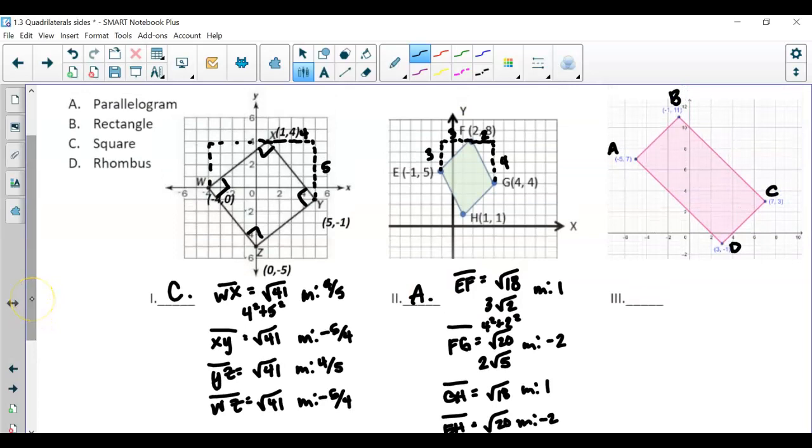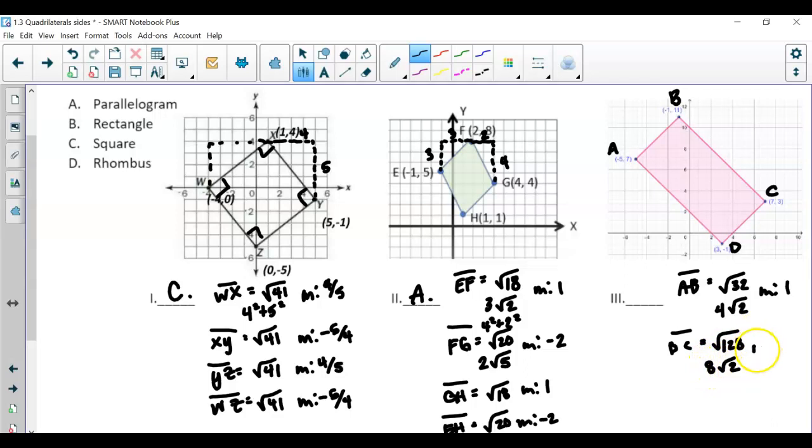Then lastly, here you have the side AB. So side AB, you should have gotten the square root of 32. Now for those who simplify, 4 radical 2. Then with a slope of 1. So then here you have side BC. With the distance, you should have gotten 128, which simplified is 8 radical 2 with a slope of -1.